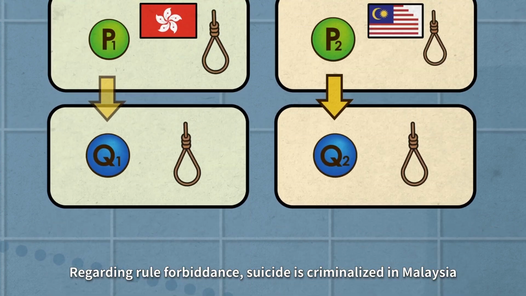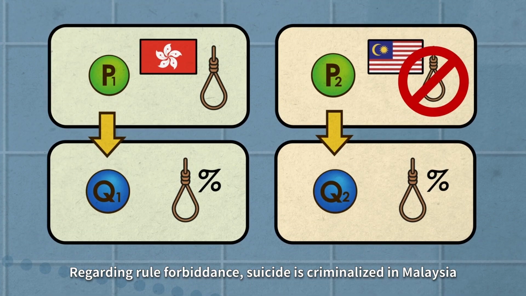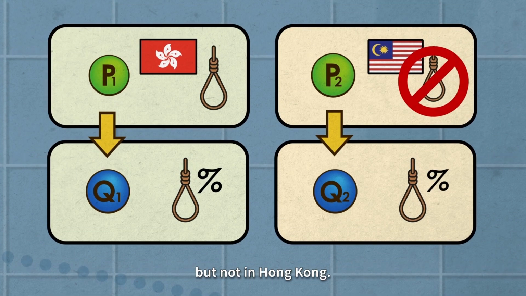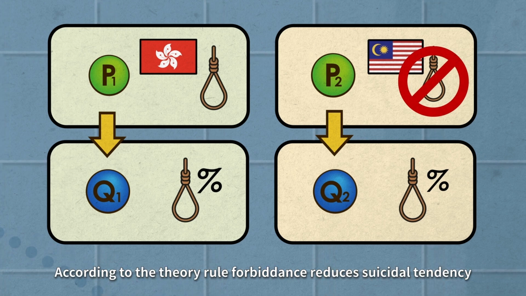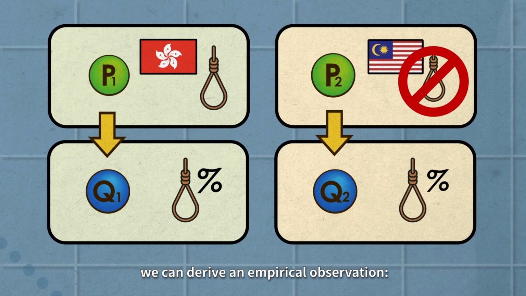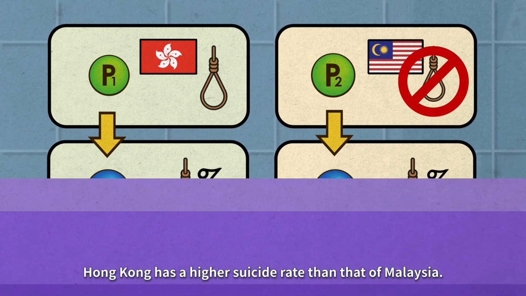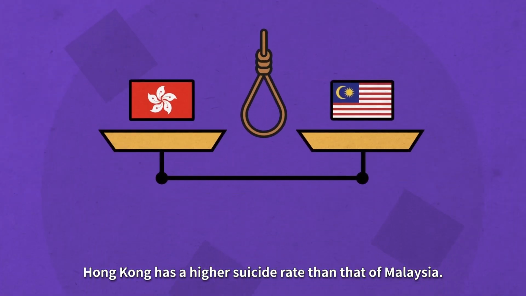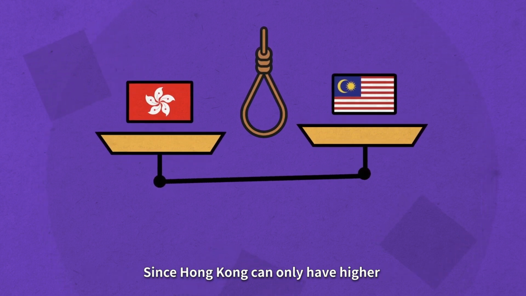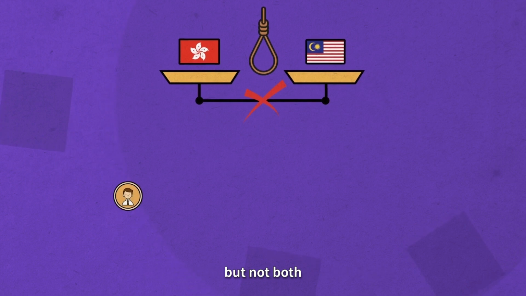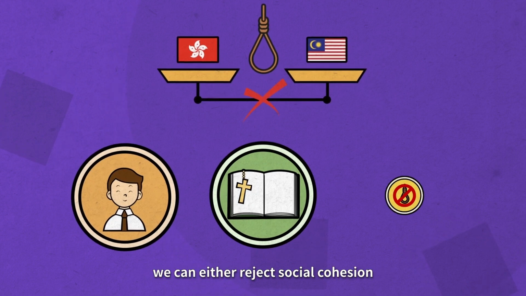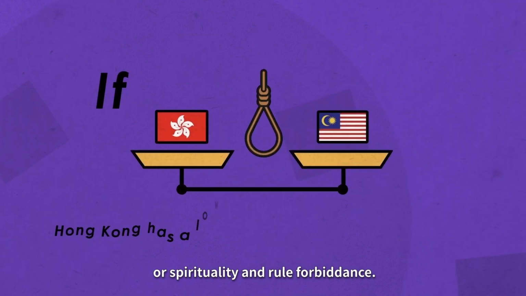Regarding rule forbiddance, suicide is criminalized in Malaysia, but not in Hong Kong. According to the theory, rule forbiddance reduces suicidal tendency, we can derive an empirical observation: Hong Kong has a higher suicide rate than that of Malaysia. Since Hong Kong can only have higher or lower suicide rates than that of Malaysia, but not both, we can reject either social cohesion or spirituality and rule forbiddance.